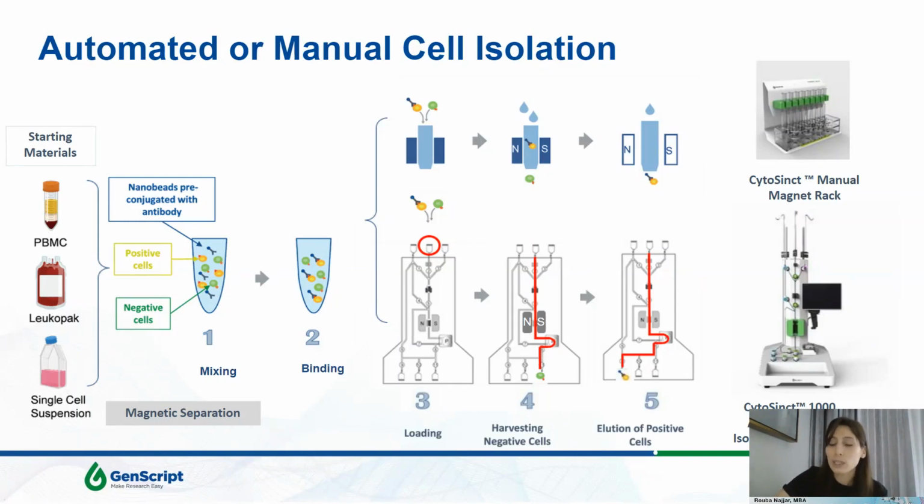So you can do either the manual rack, which is what you're seeing on the top right corner with our CytoSinc magnetic rack, or we have an automated solution, what you're seeing on the bottom right-hand corner, which we call the CytoSinc 1000. This is a completely automated instrument that will enable you to automate basically one leukopak.